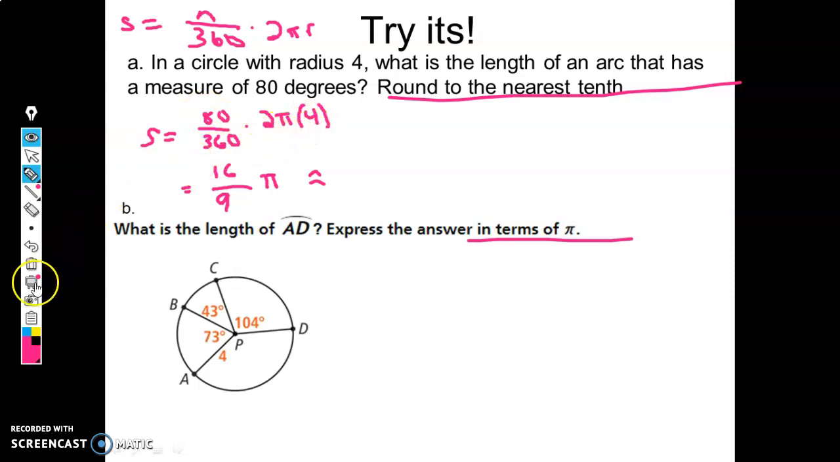And what I did from there, in case you're wondering, is a lot of reducing. I crossed out these zeros, and I reduced the 4 with a 36, and I made it into a 9. Then I did 8 times 2, which is 16, over 9, so 16 ninths pi. And then you need to put it in your calculator because it says round to the nearest tenth. So in the calculator, I get 5.6 for this one, approximately.